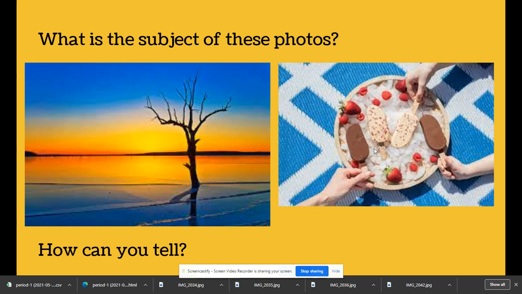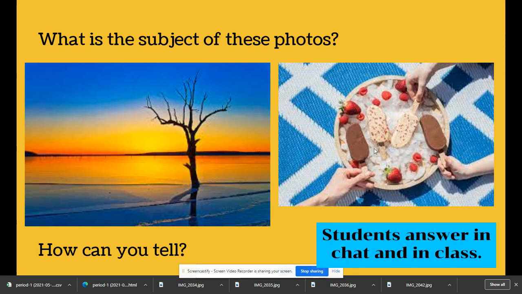What makes us think it's the ice cream? What are some indicators that we're supposed to be looking at ice cream here? It's right in the middle? Yes. Anything else besides being in the middle?